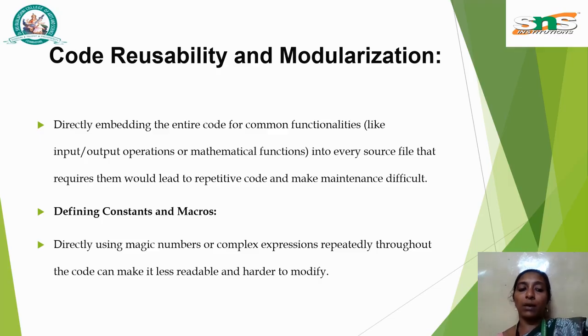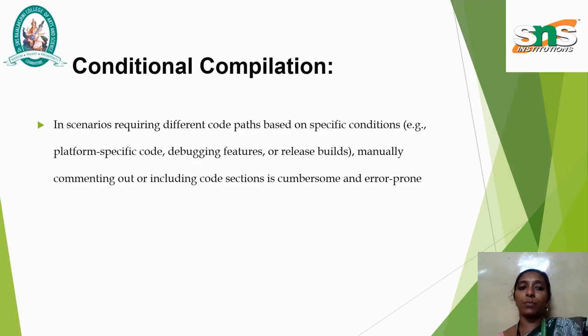Defining constants and macros. Directly using magic numbers or complex expressions repeatedly throughout the code can make it harder to read and harder to modify. Macros express these repeated numbers and complex values.